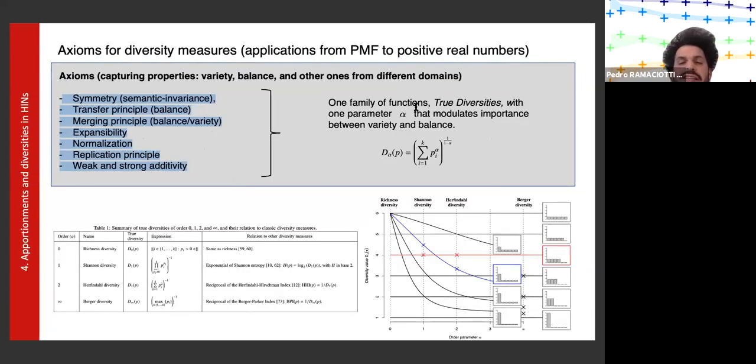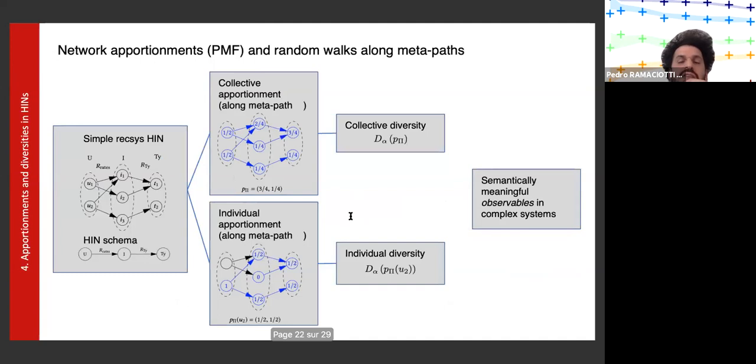So this is the proposition of the article for what diversity should be, because it's very easy to extrapolate and exploit the semantic tools that heterogeneous networks offer. For example, here you have a simple heterogeneous information network. You have users that have rated some items that belong to some types. Here you can produce a collective apportionment across a metapath. You start randomly at users, get your distribution, and compute your diversity. Or you could start at an individual and compute its diversity.